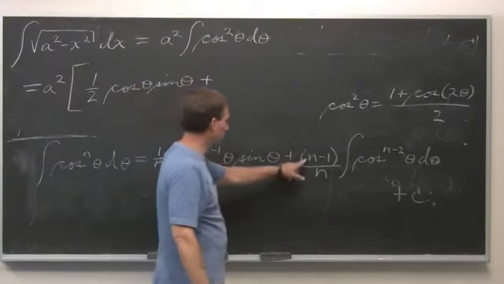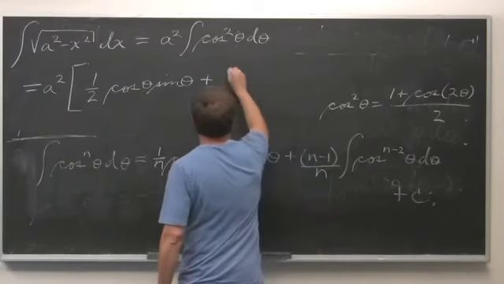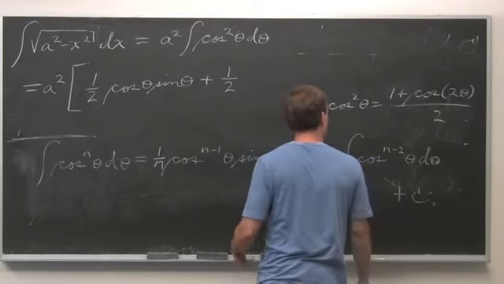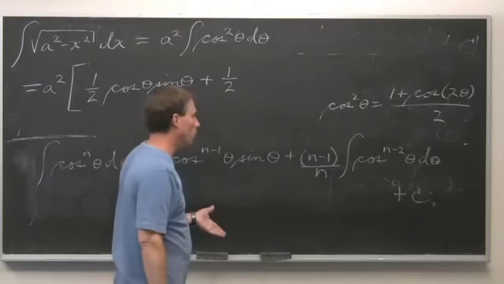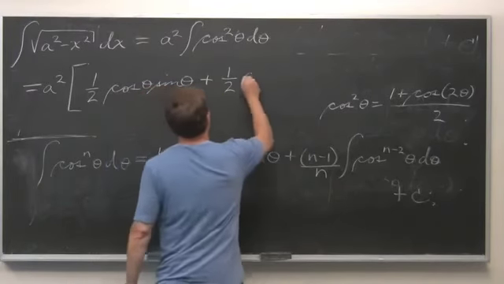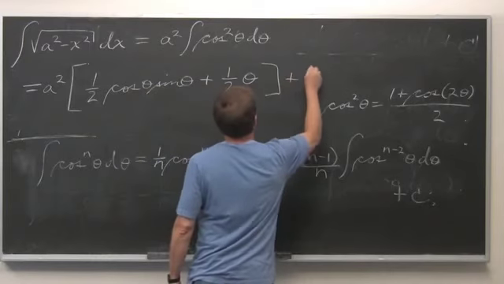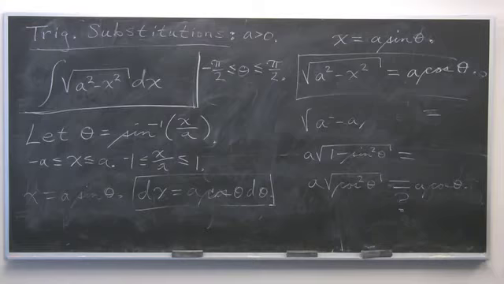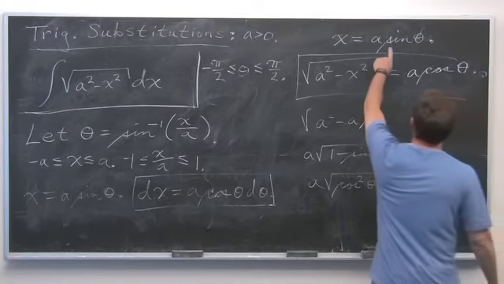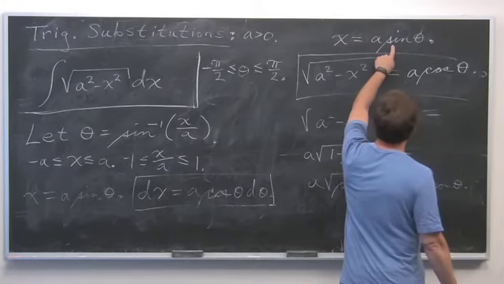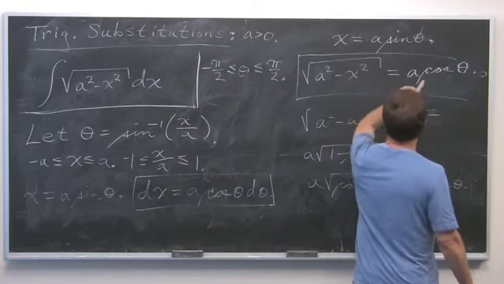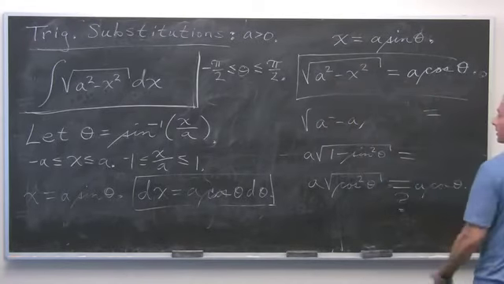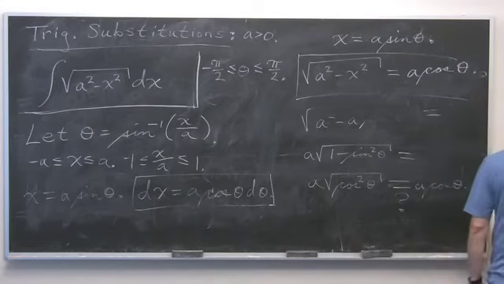plus, n is 2, so we get 1/2 plus 1/2 the integral of cosine to the 0 of theta, that's just the integral of 1 d theta. That just gives us a theta plus c. And then you put back in what all of these things are. Sine of theta would be x over a. Cosine of theta is the square root of a squared minus x squared over a. And theta itself is the inverse sine of x over a.